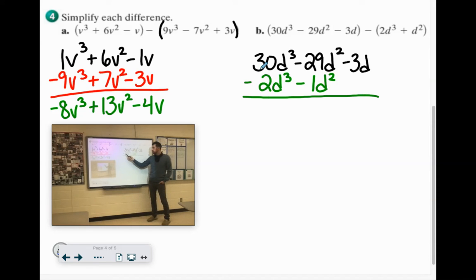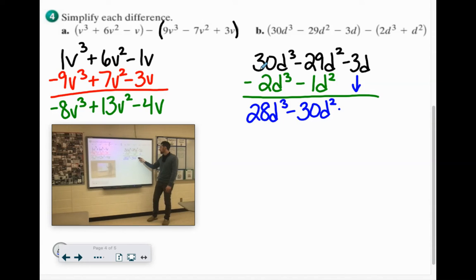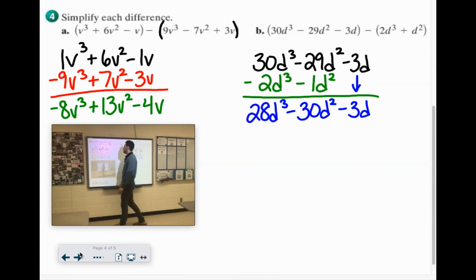So the d to the thirds, we have 30 minus 2. 30 minus 2, that's 28. Okay, we got negative 29d squared minus 1d squared. That'd be negative 30, right? Negative 30d squared. And then we'll go ahead and just bring down our negative 3d. Great, in standard form.